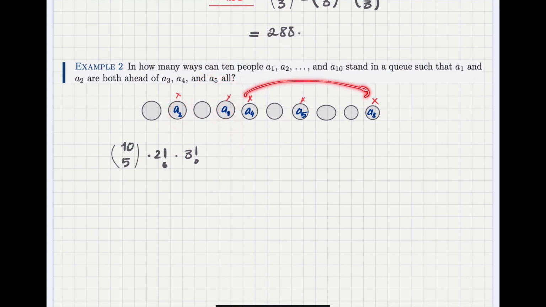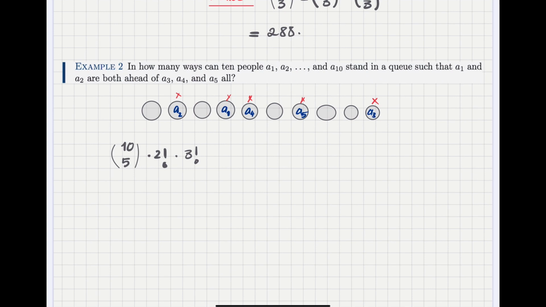After the border, I see these 3 people. So both of these people are standing ahead of these 3 people. But this 3 factorial is coming from the fact that these 3 people can be interchanged among themselves in 3 factorial ways, and these people can be interchanged in 2 factorial ways.